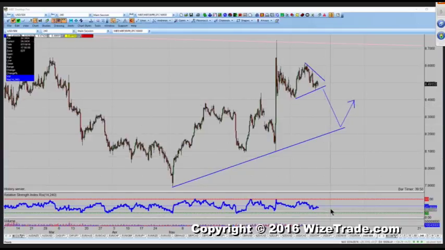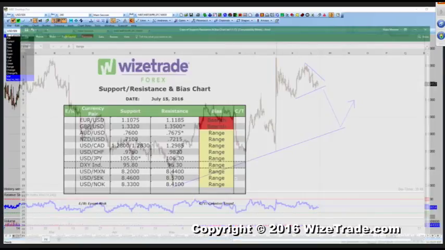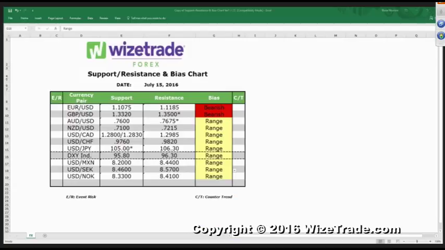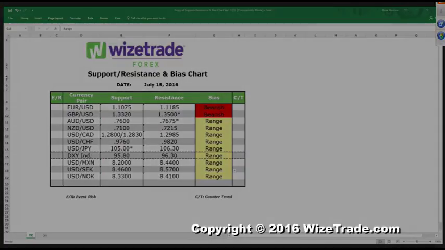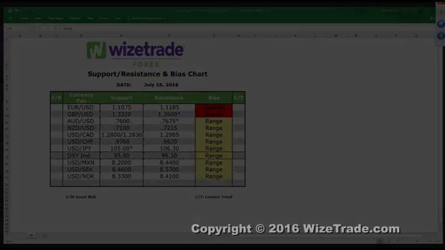All right, guys. So your bias chart is done, and that's it. All right, I'm going to go back to bed. I'm just kidding. Sorry. Sorry.